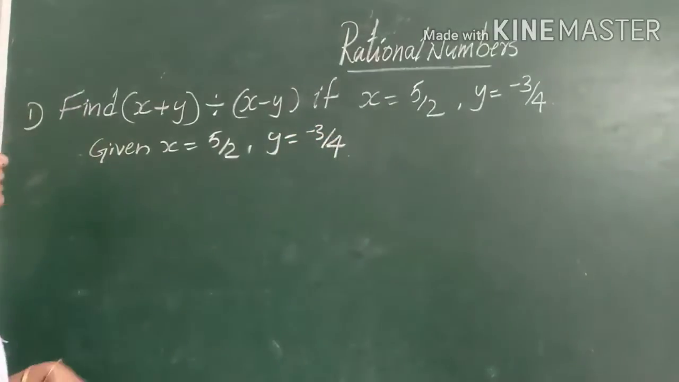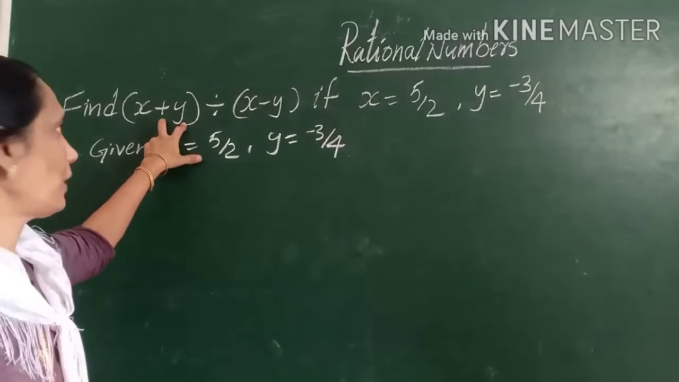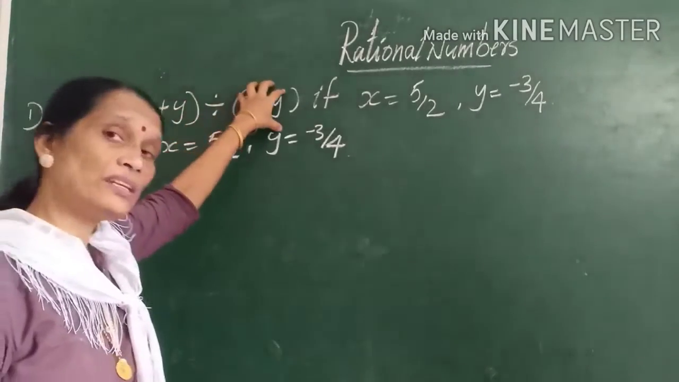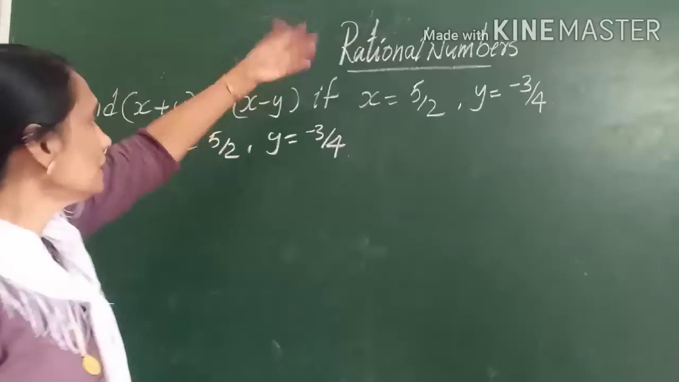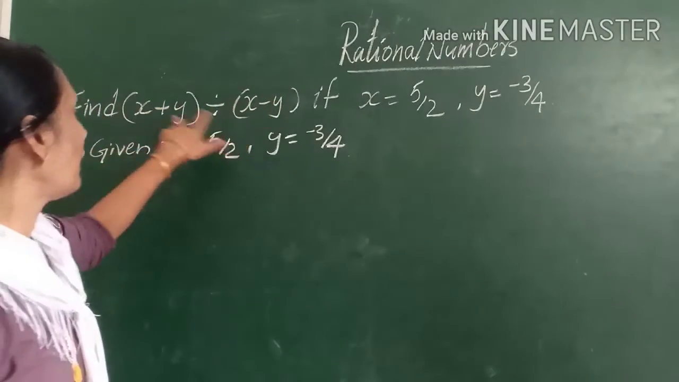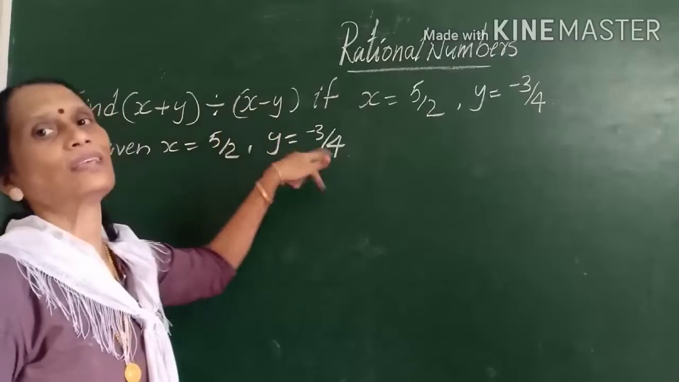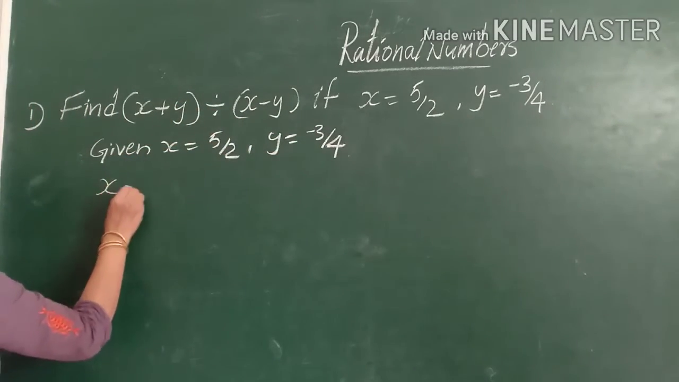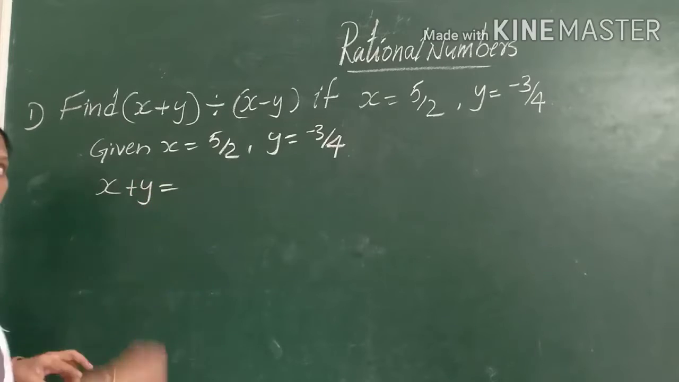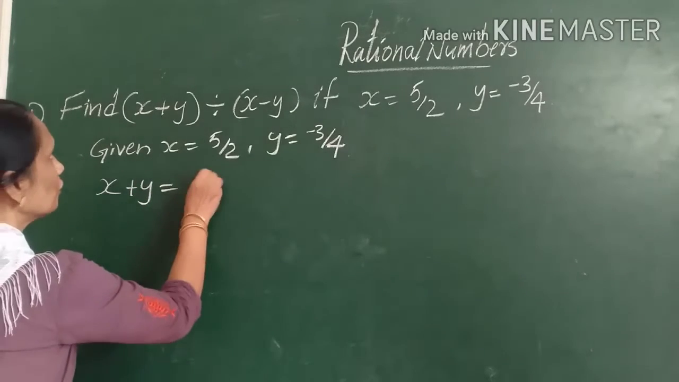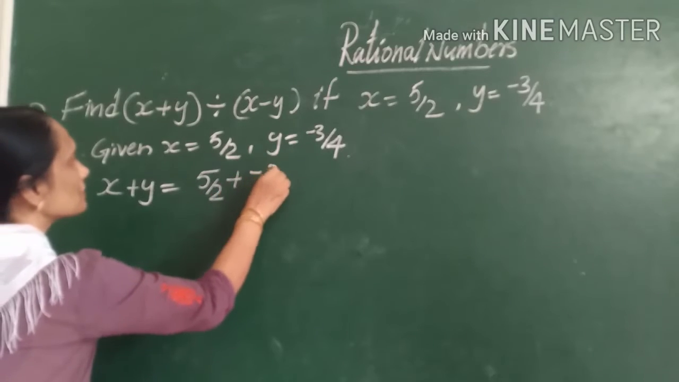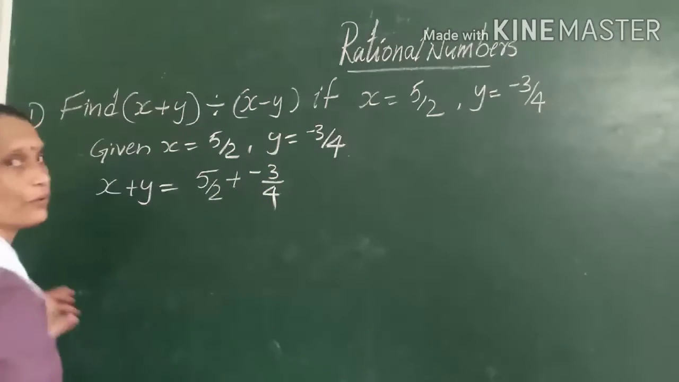So first of all, we have to find out x plus y, then x minus y. Then after that, we have to divide x plus y by x minus y. So first, let us go into what is x plus y. x plus y is equal to, what is x? 5 by 2 plus minus 3 by 4.